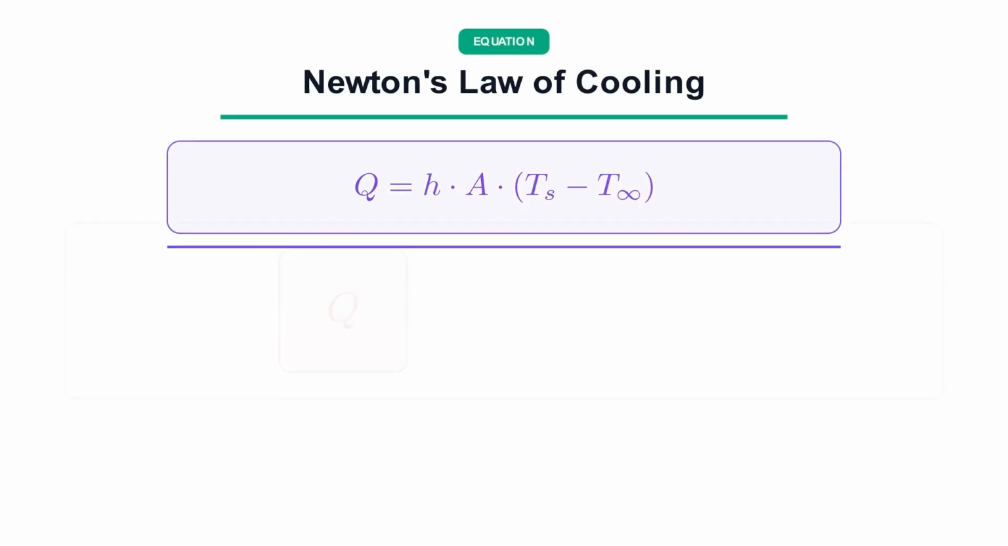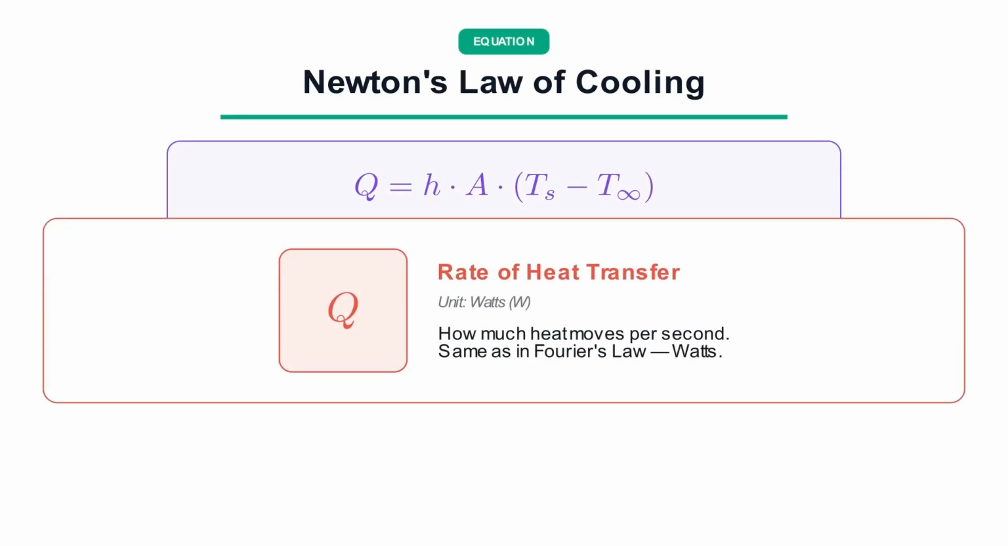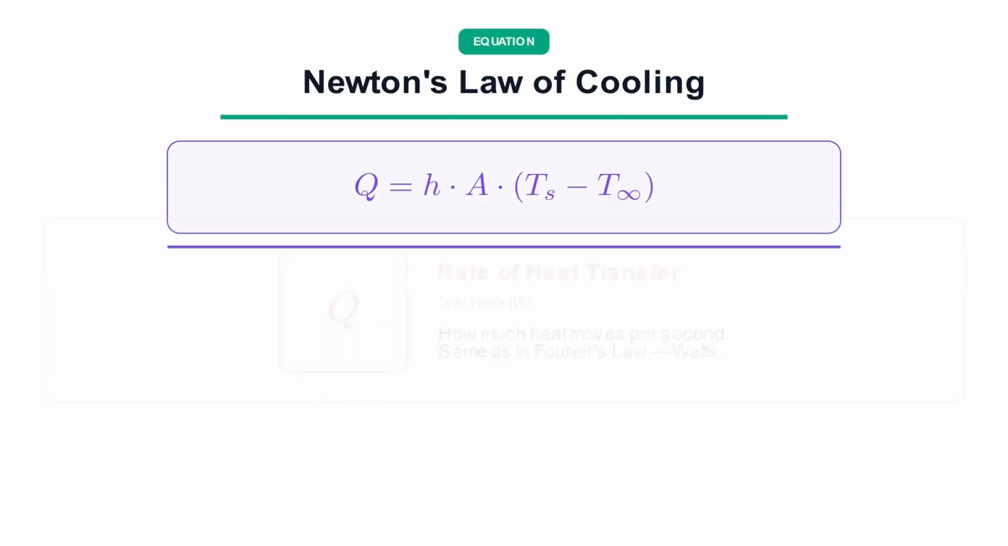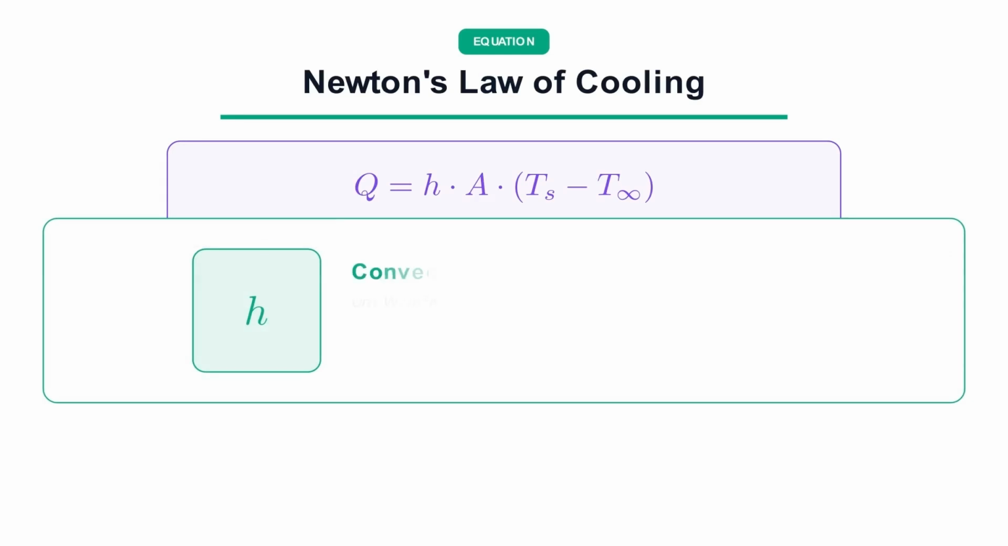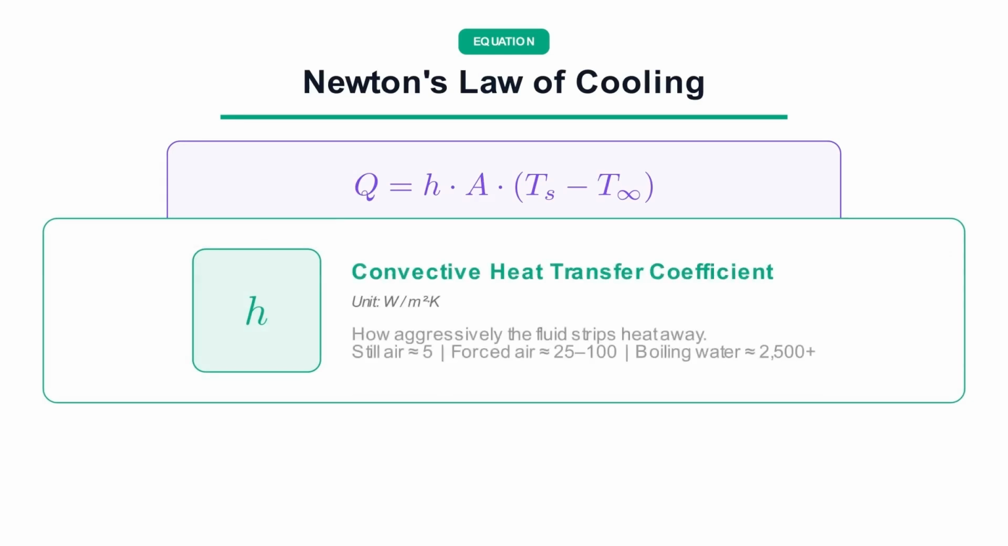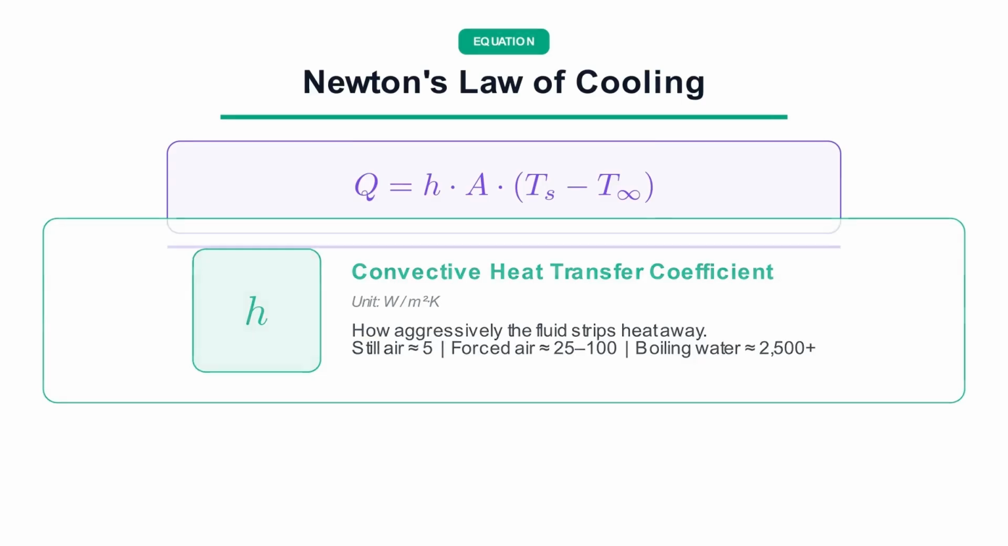Let's decode it. Q, same as before, is the rate of heat transfer in watts, how much heat is moving per second. h is the convective heat transfer coefficient, measured in W per m squared K. This is a crucial number. It captures how effective the fluid is at carrying heat away. Still air might have an h of 5. Forced airflow could push h to 100. Boiling water can reach thousands. Engineers work hard to maximize h in cooling systems.